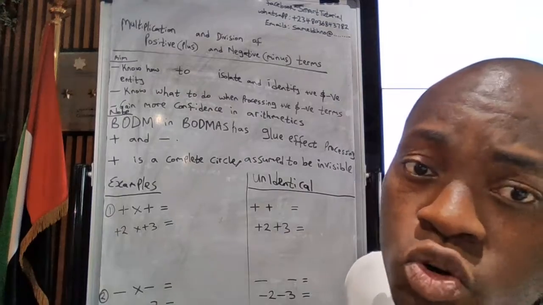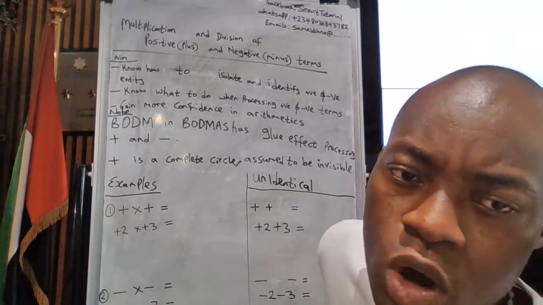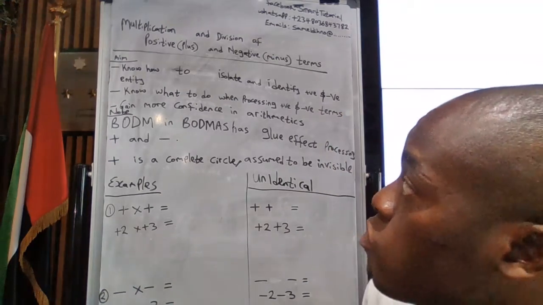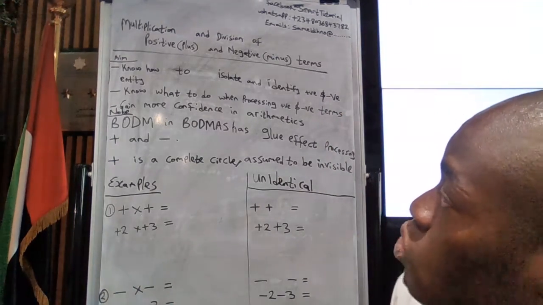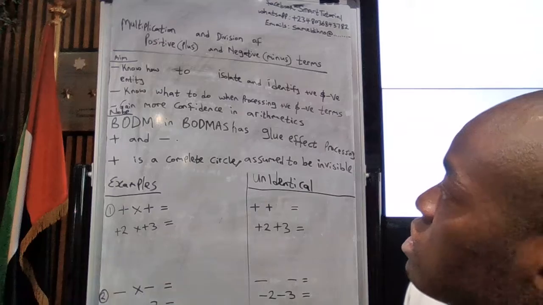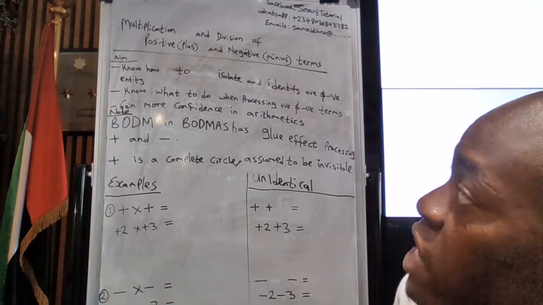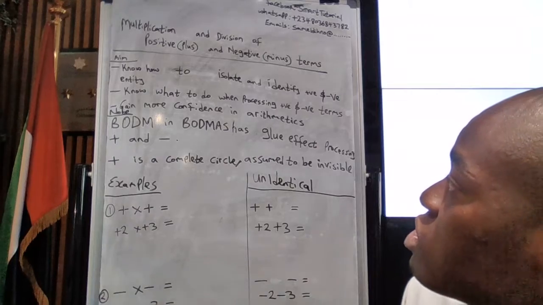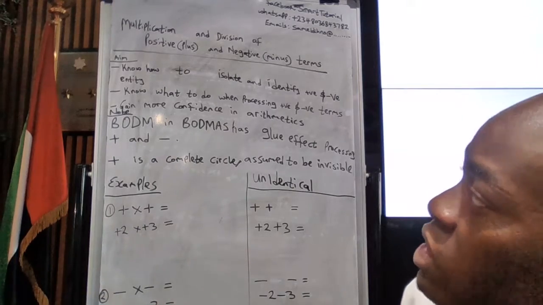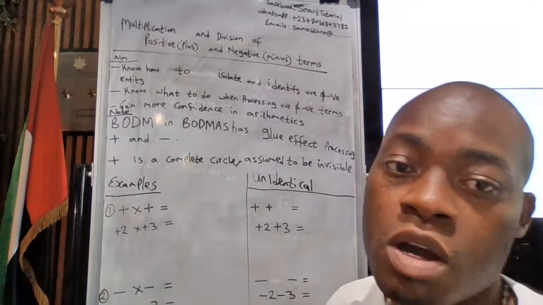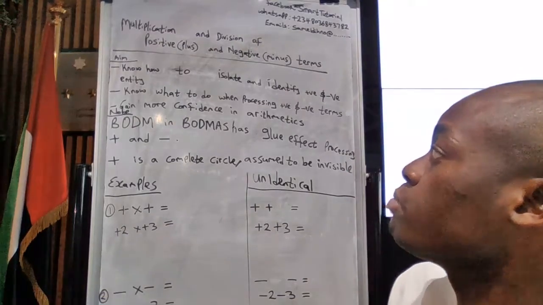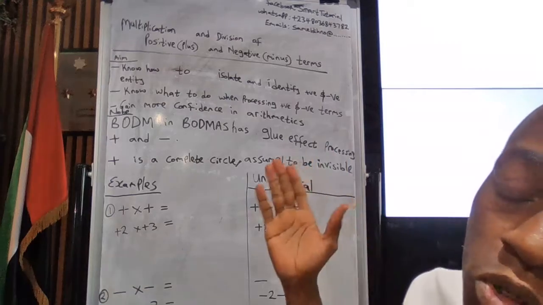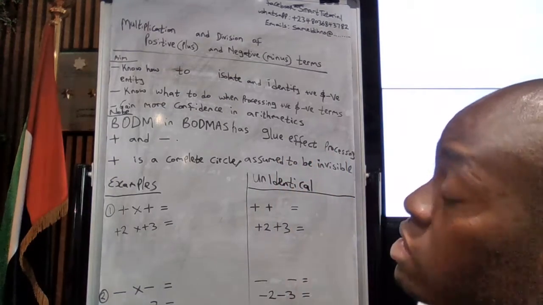At the end of this video, students or our viewers should be able to add to their knowledge of how to isolate and identify positive and negative entities, and also to know what to do when processing positive and negative terms. Then we'll have improved our confidence in handling arithmetic that has to do with positive and negative items.